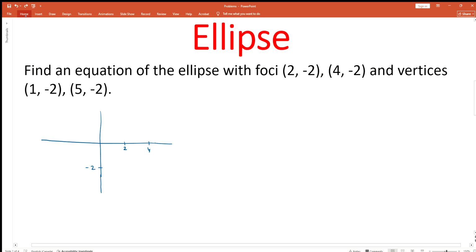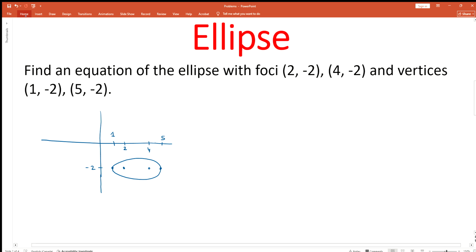The first focus point is (2, -2). The second focus point is (4, -2). The first vertex is (1, -2). That's here. And the other vertex is (5, -2). That's here. We can sketch the ellipse through the vertices. We have to find the equation of this ellipse.